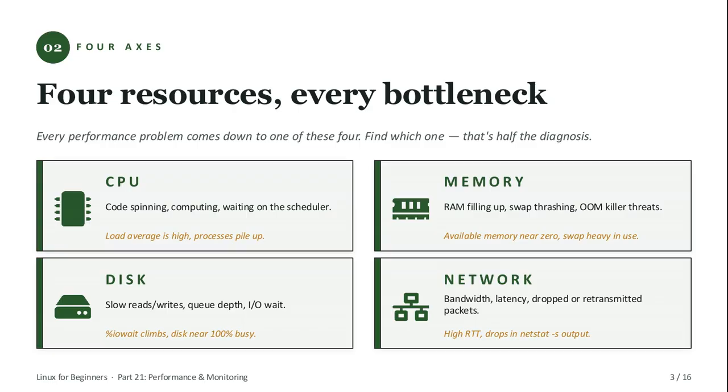Every performance problem you'll ever chase lives in one of these 4 buckets. CPU is about code spinning or queuing for the scheduler. Watch for a climbing load average. Memory is RAM pressure, swap thrashing, and in the worst case, the OOM killer stepping in. Disk shows up as slow reads and writes, with iowait creeping up and the device pinned near 100% busy. And network is bandwidth, latency, and dropped or retransmitted packets, high round-trip times, errors in netstat. Identify which axis is hurting, and you're already halfway to the fix.